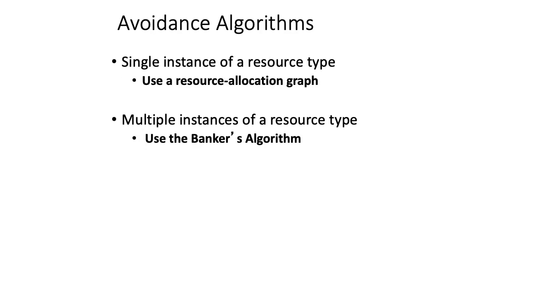Now, there are two scenarios. Either we have just one single instance of a resource type, in which case, to do deadlock avoidance, we use the resource allocation graph method, or we have multiple instances, in which case we use an algorithm for deadlock avoidance called the banker's algorithm.